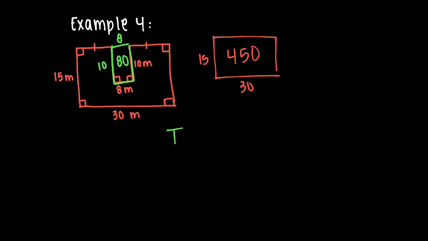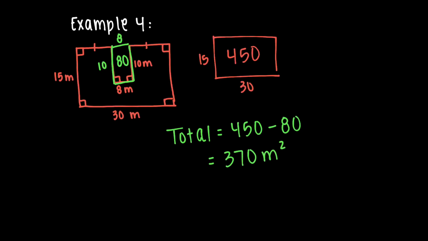So to find the total area of this shape, I would take 450, and instead of adding 80 to it, I'm going to subtract it. So that means my total area here would be 370 meters squared. Now there are multiple ways to approach this, but as long as you get 370, you're doing it the right way.